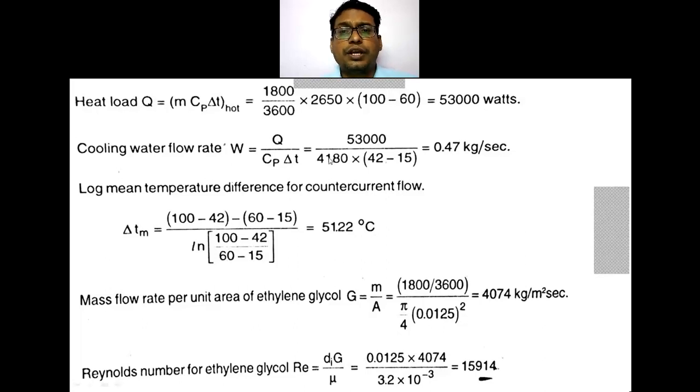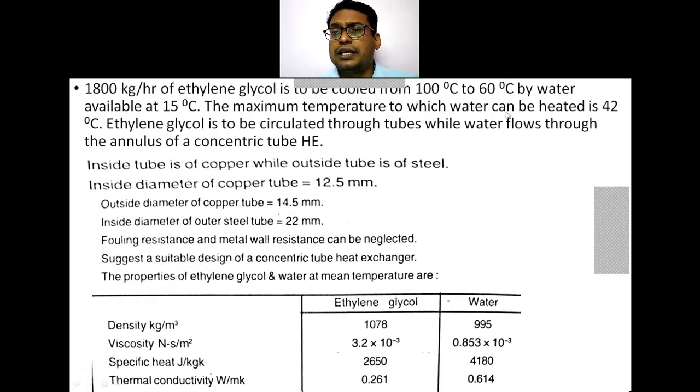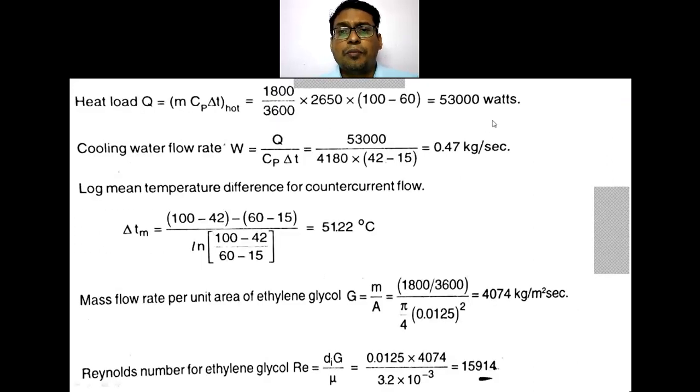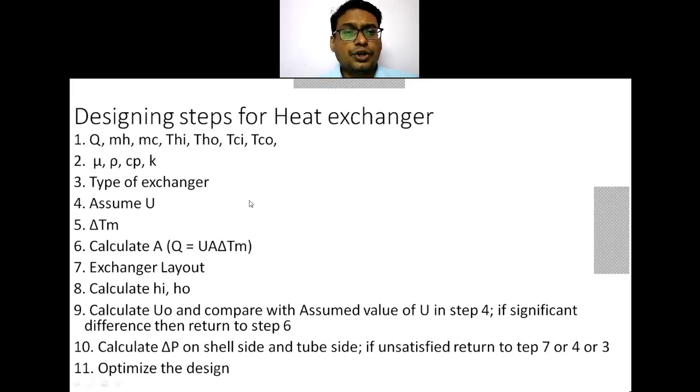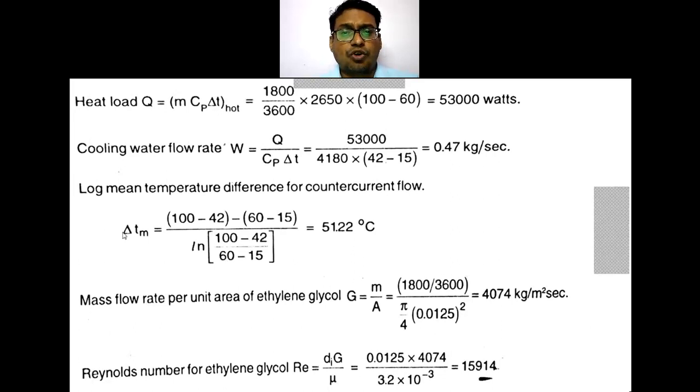So I can calculate the cooling water flow rate considering the maximum temperature of the water, that is 42 degrees Celsius. In the numerical, it is the maximum temperature to which the water can be heated. So maximum 42 degrees Celsius, and the flow rate can be calculated. So the first thing is delta Tm, the log mean temperature difference, that is to be calculated.